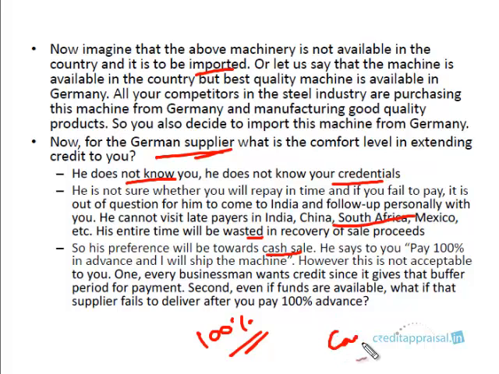Cash sale is always preferred by the seller. He wants, give me 100% advance cash payment. As a buyer, you say, I want 100% credit. I will just get the product, I'll check it, and then pay you. So this tussle always goes on, right? It is perfectly normal from both angles.